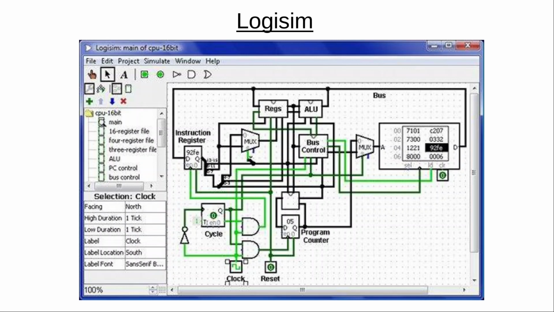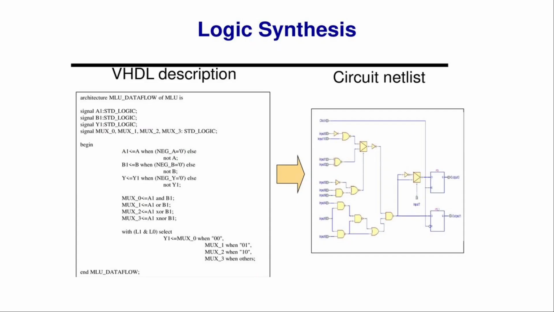The development of VHDL also gave rise to logic simulators and logic synthesis tools that were used to simulate the ASICs and output a definition of the physical implementation of the circuit. So here you can see one example of logic simulation. LogiSim is a software that is used to simulate the behavior of an electronic circuit, and here you can see how logic synthesis happens.